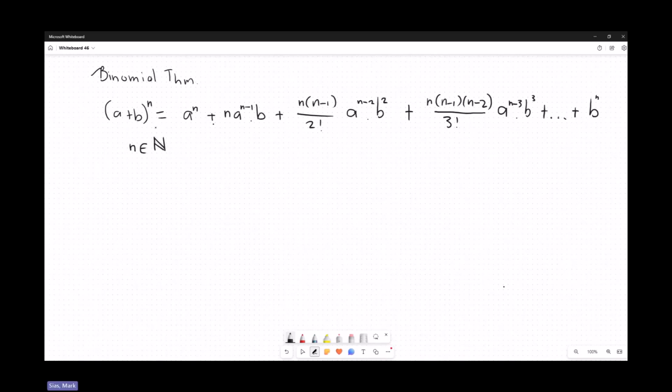If n is a negative integer, or a fraction for that matter, a negative fraction or a negative integer, then the number of terms that you see in front there will be an infinite number of terms. So you have to sum over an infinite number of terms.